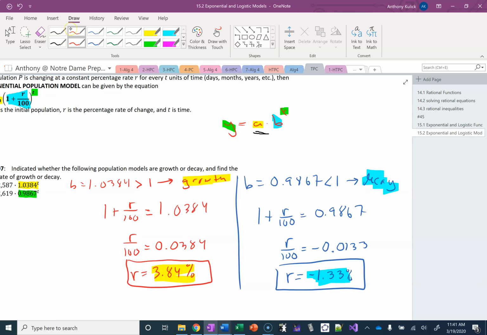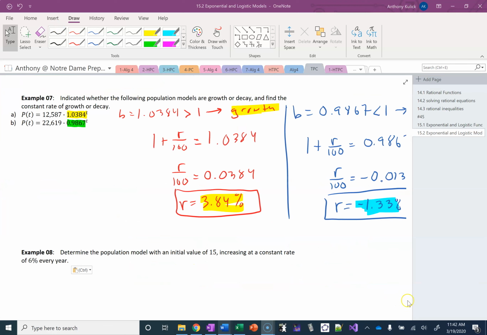So that's all we need to do for that kind of problem. To determine if it's growth or decay, we just look at whether the b value is bigger than 1 or less than 1. And then to find that rate of growth or decay, we set the b equal to 1 plus r over 100 and solve for r. And that's it. It's pretty easy.